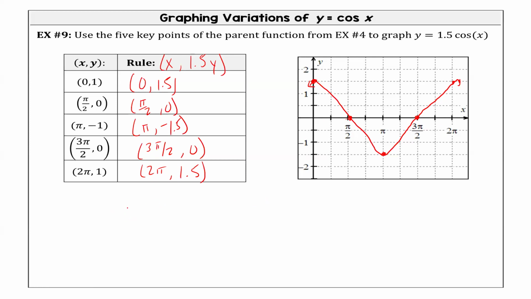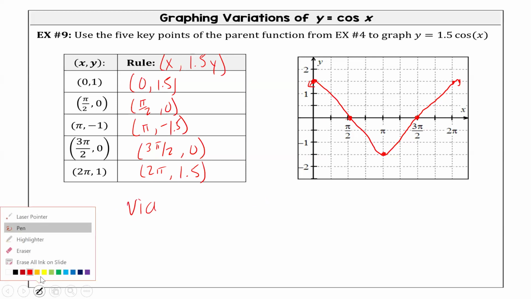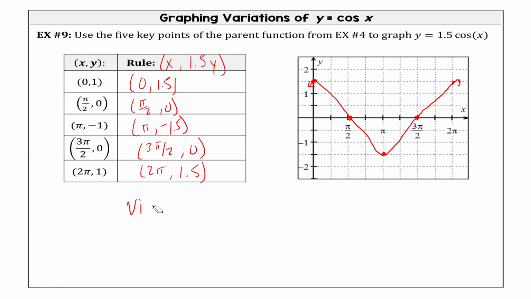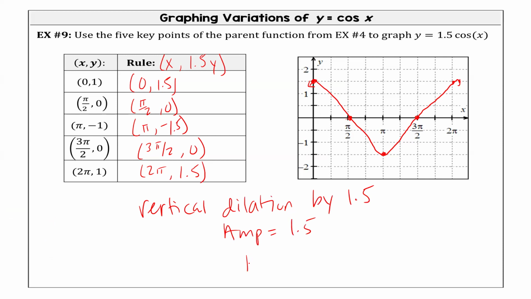All right, so our transformation is a what? I merged vertical and dilation together, and I was about to write violation. It's a vertical dilation. What's my amp? My period? 2 pi. I was like, wait, that's not right.